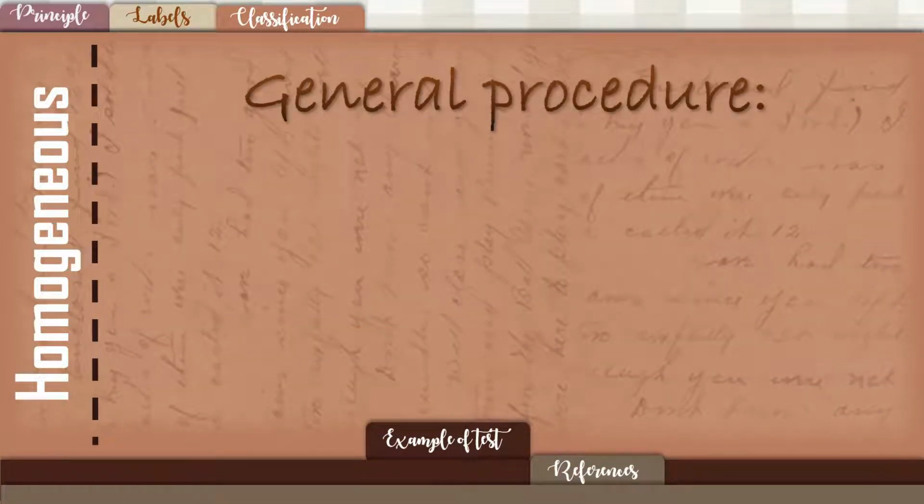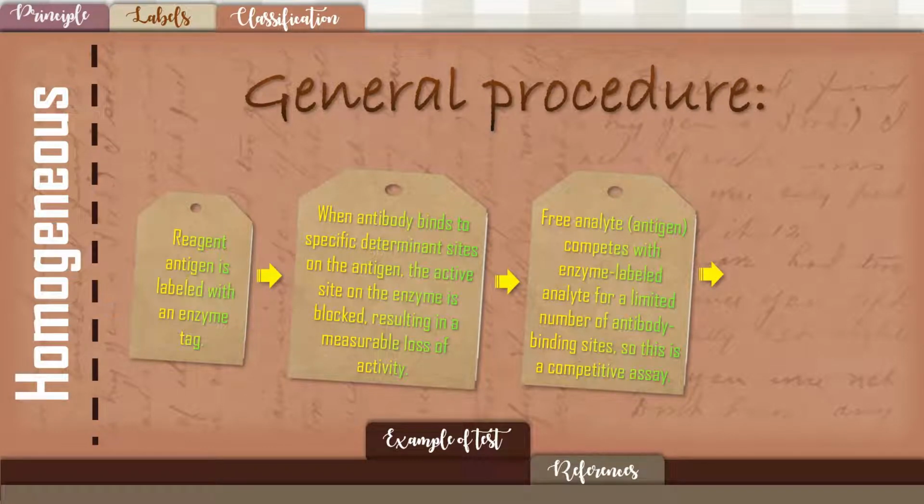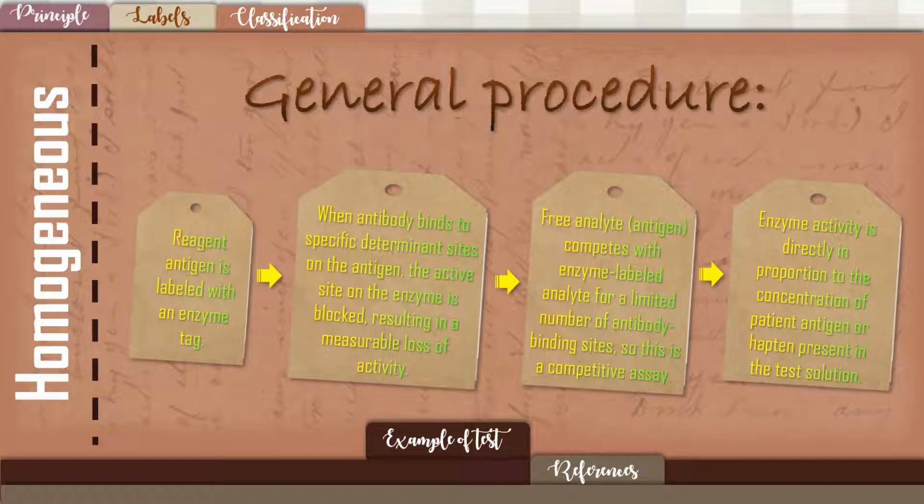For the general procedure of homogeneous immunoassays, first, reagent antigen is labeled with an enzyme tag. Second, when antibody binds to specific determination sites on antigen, the active site on the enzyme is blocked, resulting in a measurable loss of activity. Third, free analyte antigen competes with enzyme-labeled analyte for a limited number of antibody binding sites, so this is a competitive assay. Lastly, enzyme activity is directly in proportion to the concentration of patient antigen or hapten present in the test solution.